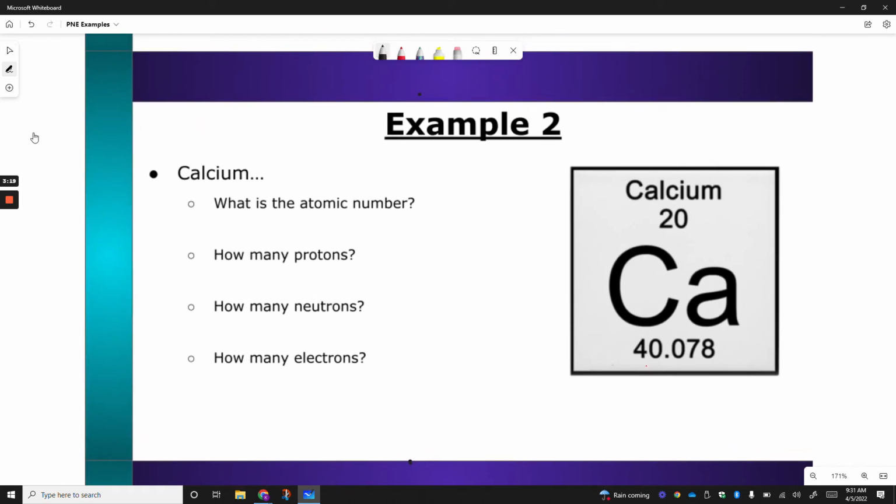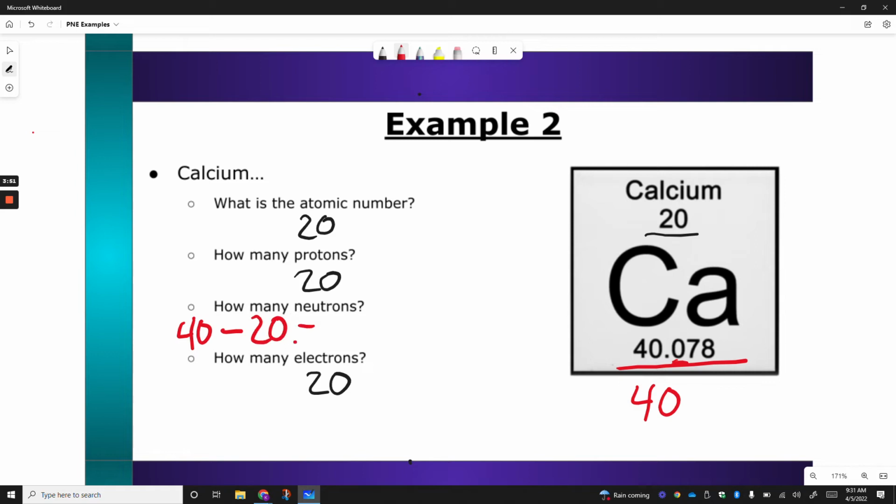So here we have calcium. And again, our atomic number right at the top there is 20. Which is the same as our number of protons and same as our number of electrons. Nice and easy. Now again, we need to round our atomic mass to get our mass number so we can calculate neutrons. And since we got a 0 after the decimal, this is just going to stay 40. So I have 40 minus 20 to calculate my neutrons. And that ends up being just 20 neutrons.